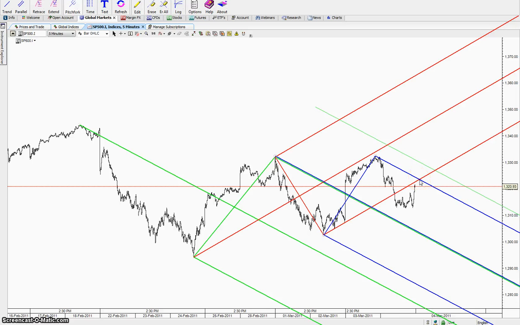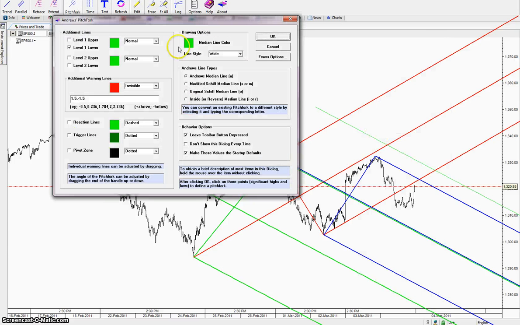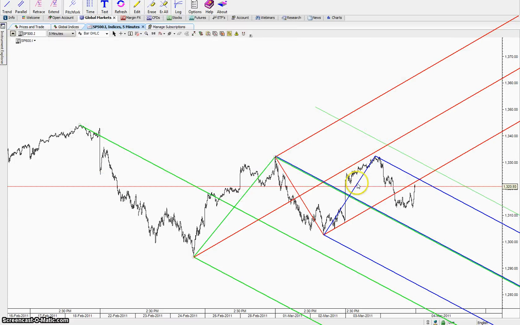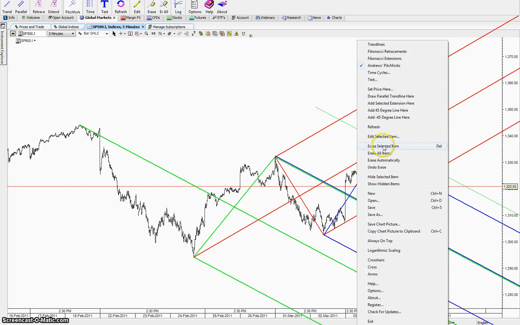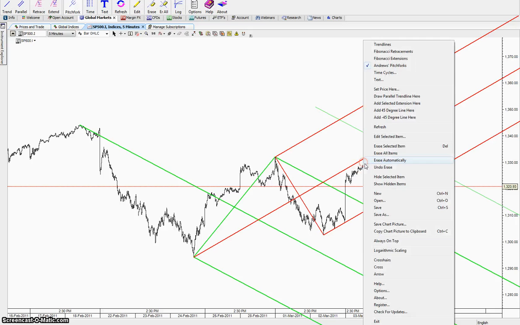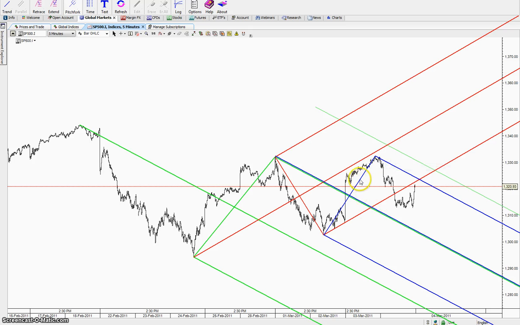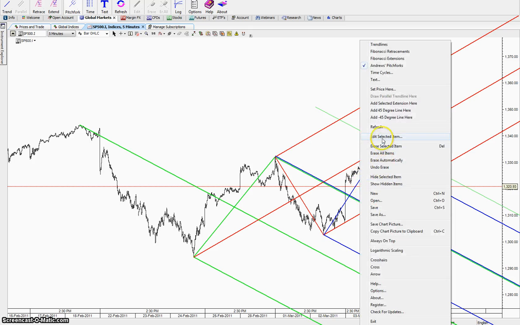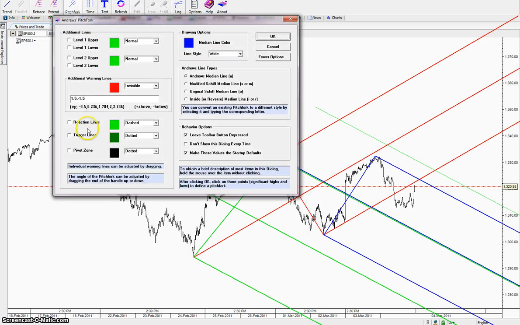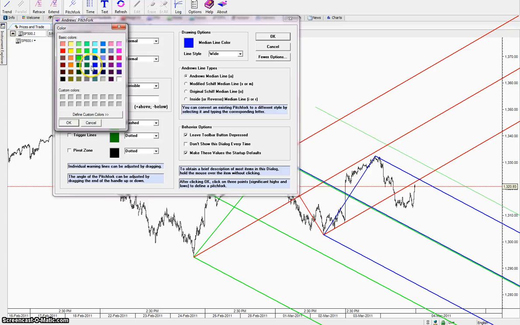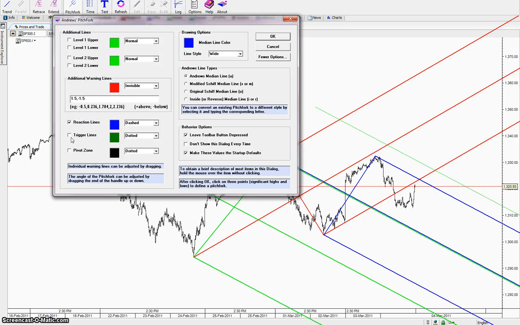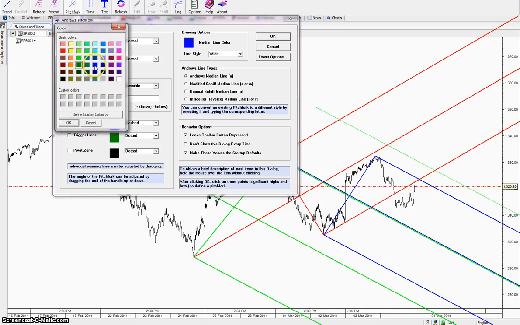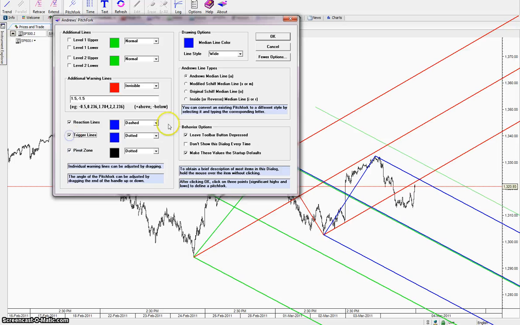I think, well, the way that you would trade it is, if I go to the blue, edit, that's the wrong one. Undo erase. There is undo erase there. Okay, now let's edit. And I want to turn on reaction lines. And I want to turn on trigger lines. I want to turn on the pivot zone as well.